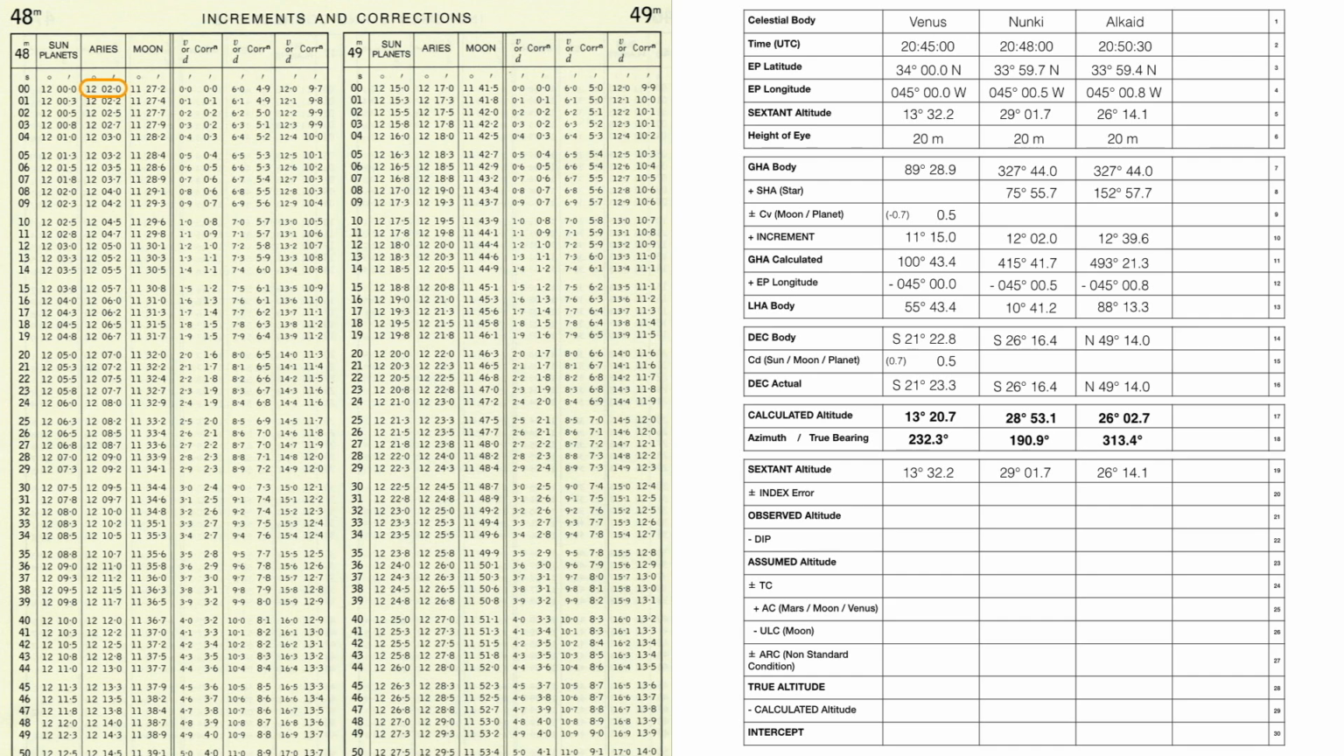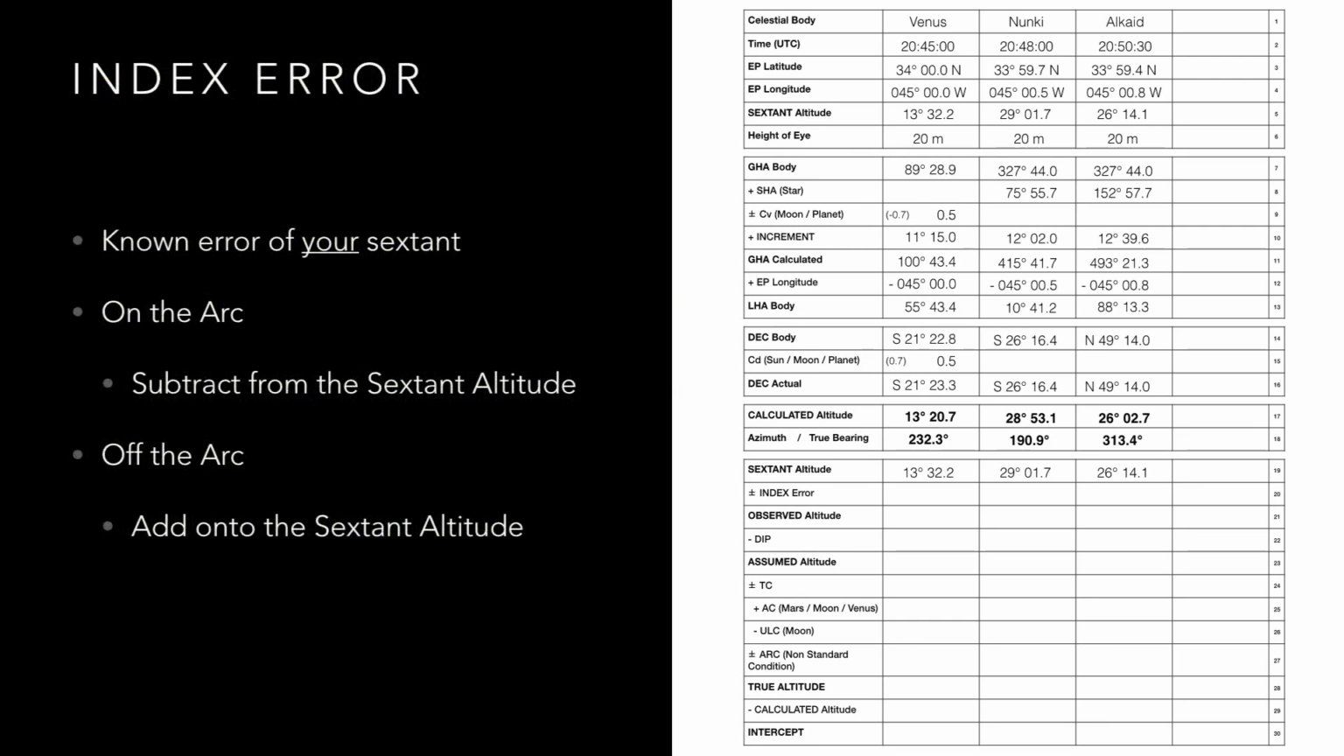Firstly, we have the index error. This is the error which we know exists on the sextant, either due to it being dropped or a design flaw. The index error for your particular sextant should be known before you start your observations.